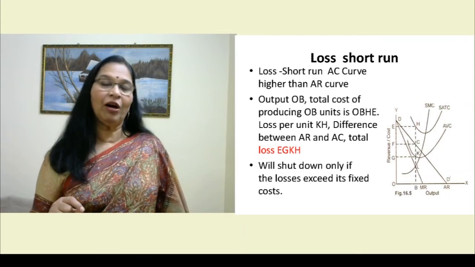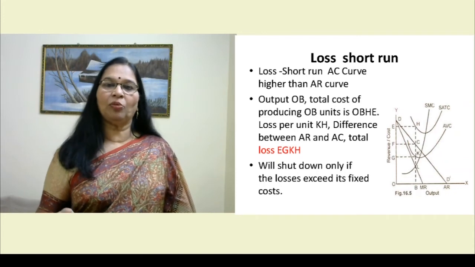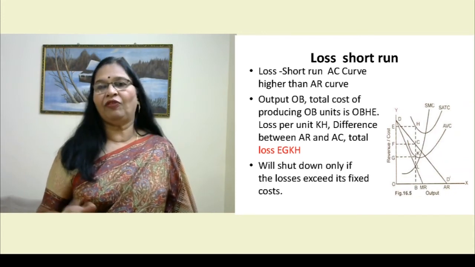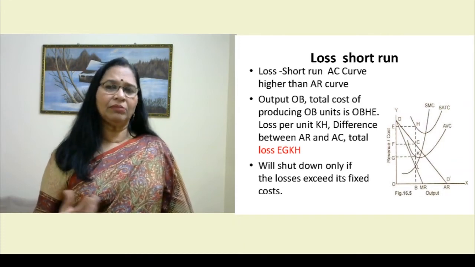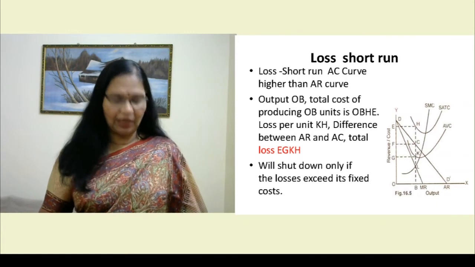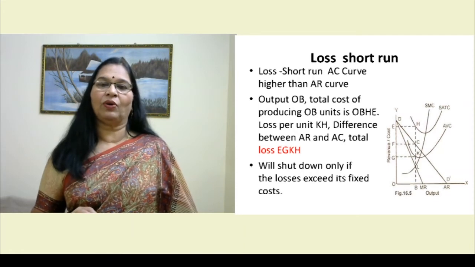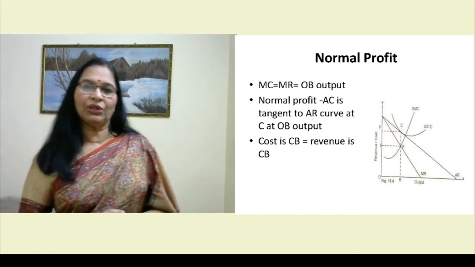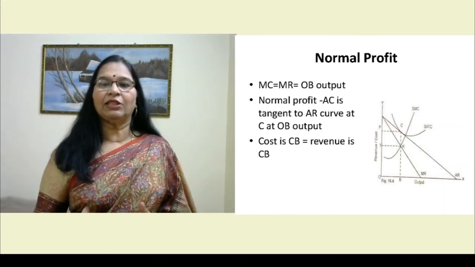So if the firm is not able to bear the loss in the short period and it exceeds its fixed cost, then the firm will close down. Usually monopolists, they do manage to get over the time, but this is a condition that it will shut down only if the losses exceed its fixed cost. And does the monopolist firm also make normal profit? Yes, normal profit is very much possible. It's a very simple diagram.